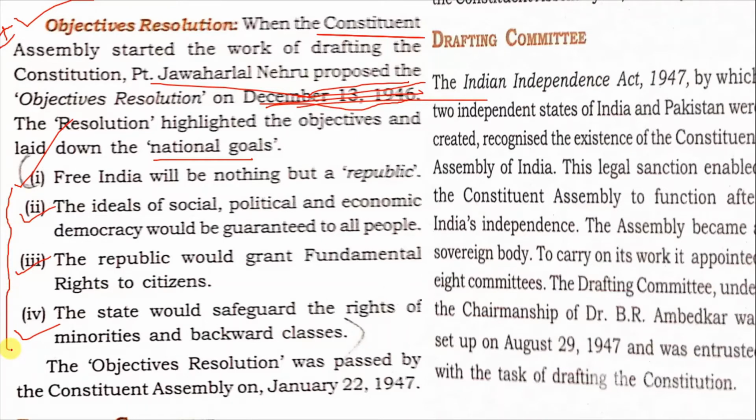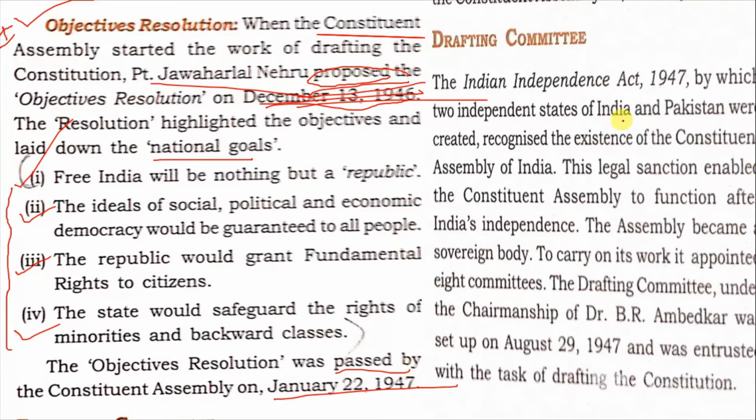Okay. The objective resolution was passed by the Constituent Assembly on January 22, 1947. So don't confuse the two: one is proposed and the next is passed. He had already made it, but it needed to be passed by the Constituent Assembly before it could go to the people. That was done on January 22, 1947.